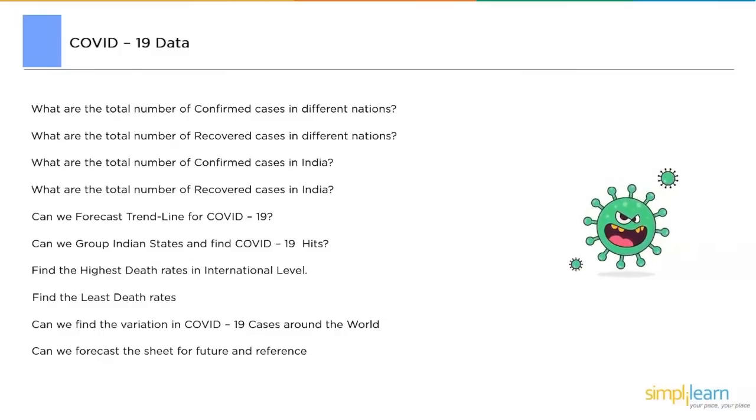Then we'll enter into the next segment where we'll find out the variation in COVID-19 cases around the world. And then finally, we'll discuss the future of COVID-19 at the international level. Basically, we'll create a trend line which will give us the forecast levels of COVID-19, like is it going to increase or decrease, or what's going to happen in the near future. So I hope I made myself clear with the queries or the insights that we're going to take from the COVID-19 dataset using Tableau. So without further ado, let's get started with Tableau.